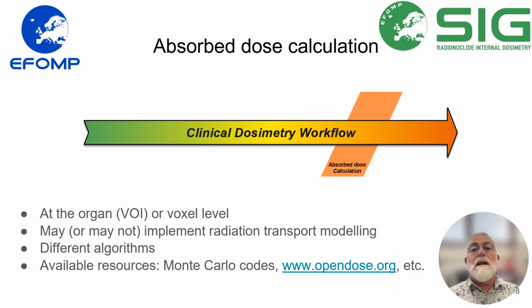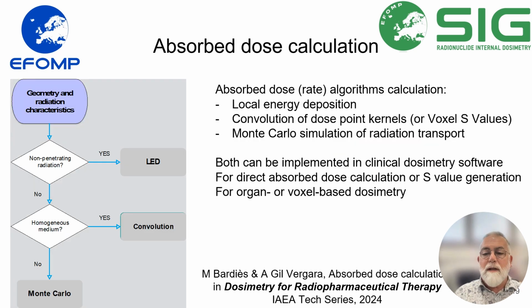And then the absorbed dose calculation. So I'm not going to go into much detail for all of those because you've seen them in different lectures and different webinars before. But then obviously it can be done, the absorbed dose calculation, at the organ level or at the voxel level. It may or may not implement radiation transport. You can have local energy deposition, for example. You have different algorithms. We've seen before that you have basically 3 types of algorithm, and you have different resources like Monte Carlo code and so on that can perform absorbed dose calculation.